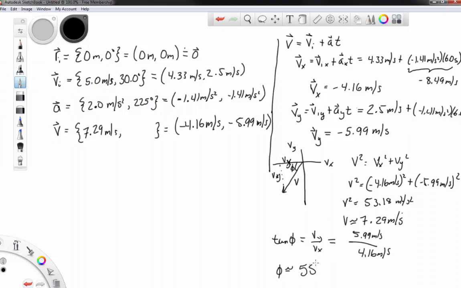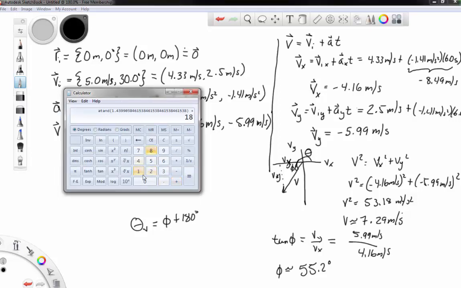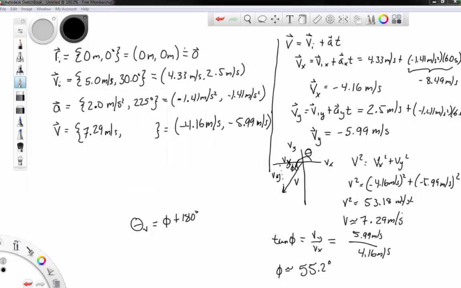So 55.2 degrees. And since phi is this angle right here, and what we need right now is actually all of theta, which is the whole thing, we need to use theta is phi plus 180 degrees. So you take that and you add 180 to it to get 235.2 degrees. So 235 degrees. Alright, so now we've solved for what the final velocity is.